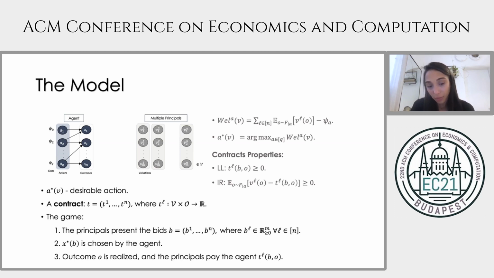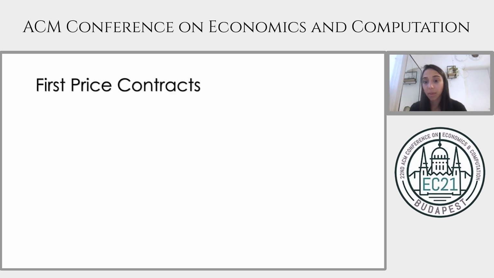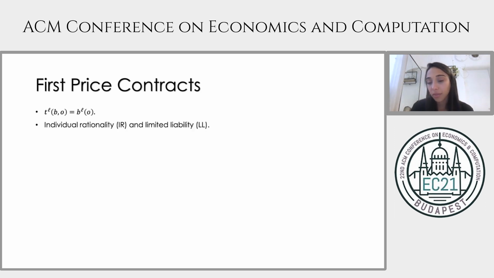So, as mentioned before, the classic notion of a contract in common agency is what we refer to as first price contracts. In these contracts, each principal independently sets forth a payment scheme to the agent. And in our model, it simply translates to having each principal pay her bid, so having each T equal to the corresponding B. First price contracts satisfy individual rationality, and they also satisfy limited liability. However, they suffer from severe inefficiency when considering social welfare.